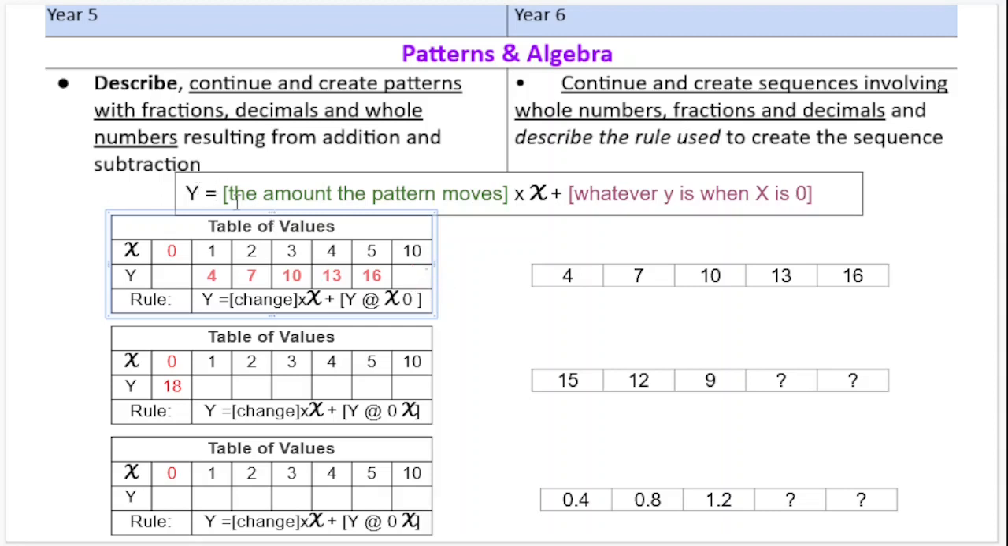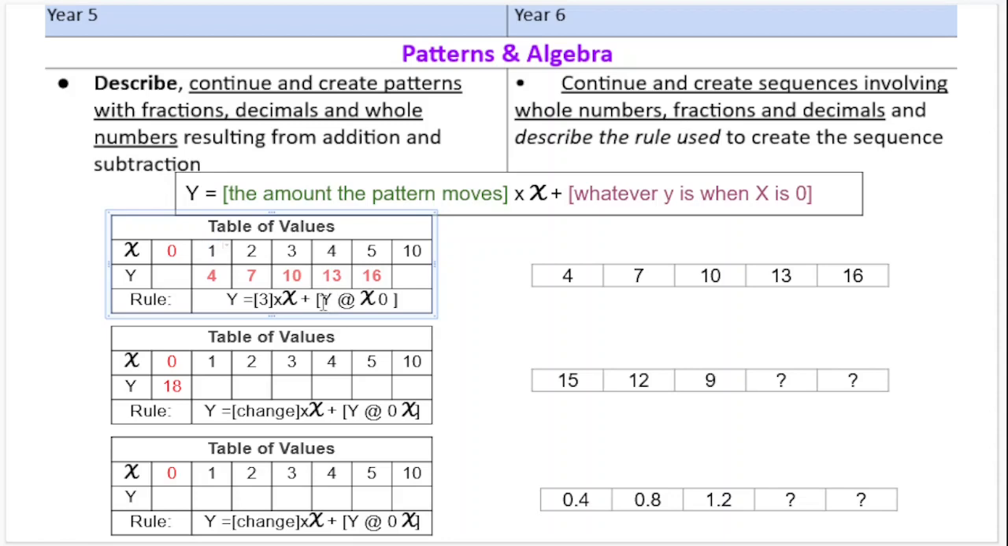Now, our rule creator means y is like as the pattern goes. So whatever comes into this box is the amount the pattern moves each time. So how much did the pattern move each time? Well, it went up by 3. So because it went up by 3, we're going to leave it at a positive 3. Bang. So whatever this number is going to be 3 times whatever's in the x at the time. Okay.